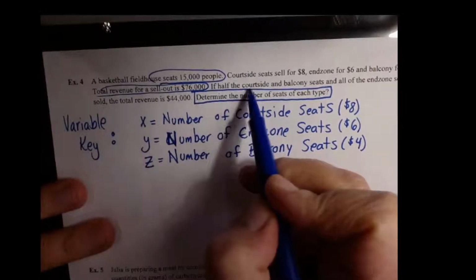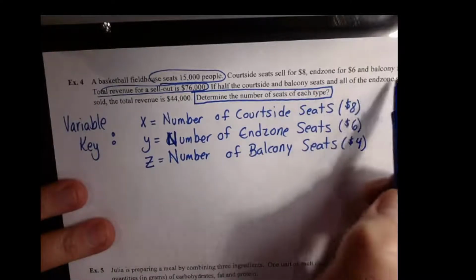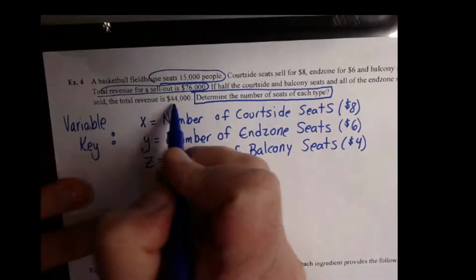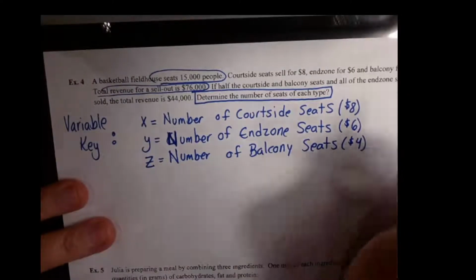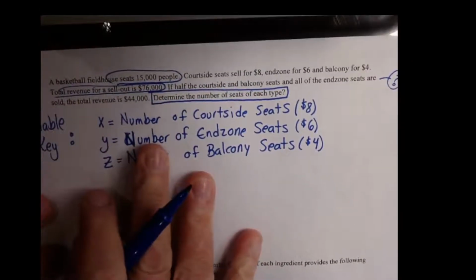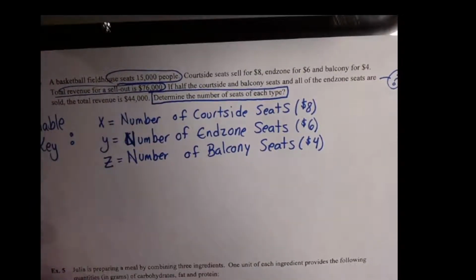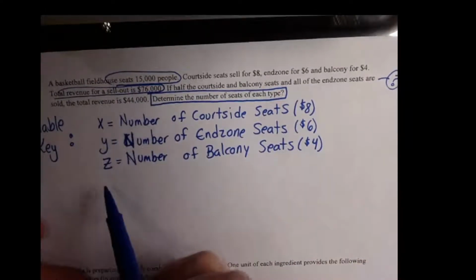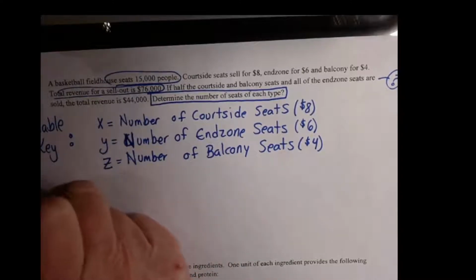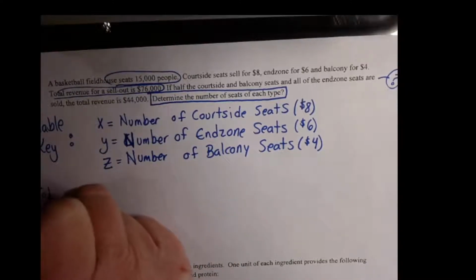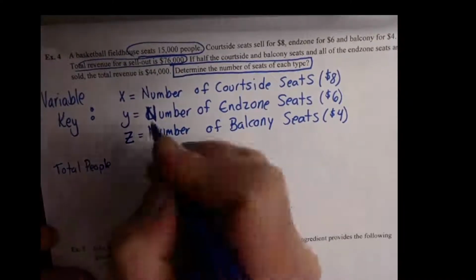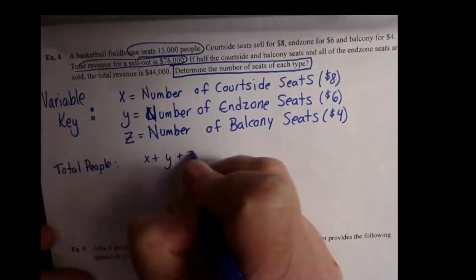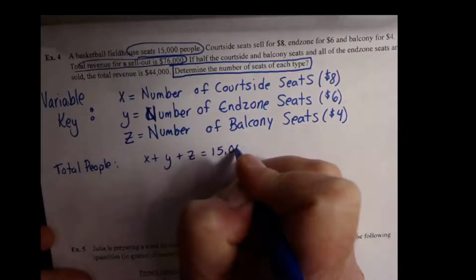And then if half the courtside and balcony seats and all of the end zone seats are sold, then we'll get the $44,000. So this last one is a bit confusing, but we'll come back to that in a minute. Okay, so let's start at the top. Field house seats 15,000 people. So that's the total, not the total amount of money, but the total number of seats. So when you have a total of people, you would have X plus Y plus Z equals 15,000.